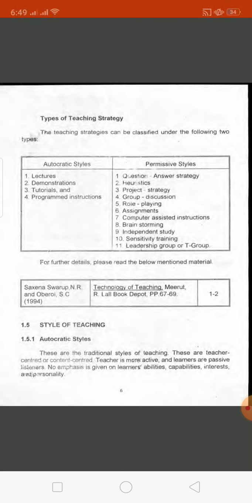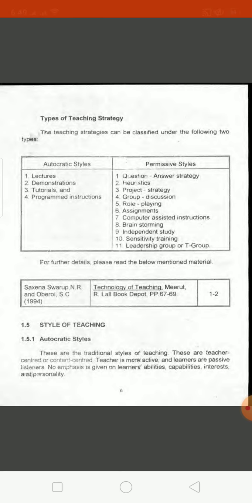Fourth one is group discussion. It's a kind of debate as well. Five is a very common one, that is role playing. Just as in functions, or in the class, one is doctor, the other is patient. So there may be many role plays regarding that. Number six is assignments. They may be oral or they may be written.